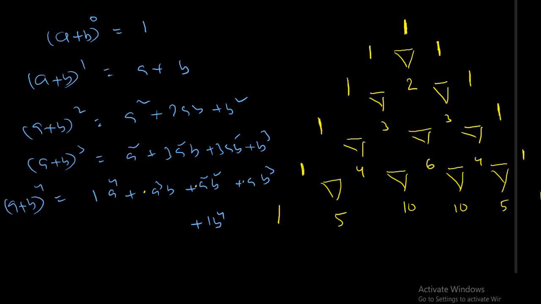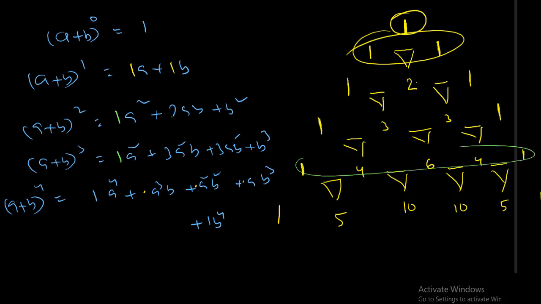We can find binomial coefficients. See here, 1, this 1, 1, 1, these are the ones. Okay, students? So obviously here 1, 2, 1. See here, 1, 2, 1. Here, what happened? 1, 3, 3, 1. 1, 3, 3, 1. So, what happened to this? Here I can say 1, 4, 6, 4, 1. Okay.